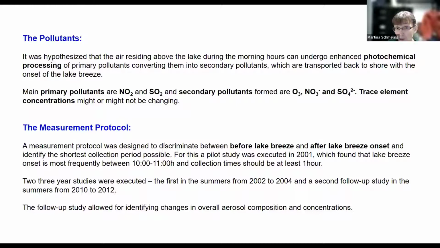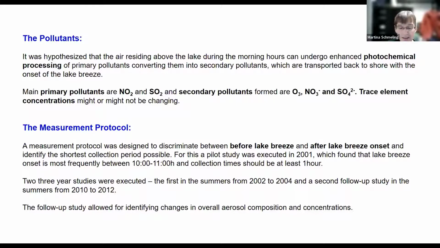And collection times should be at least 1 hour. We did measure initially with 2 different time settings, time increments, one for TXRF, for elements, and one for ions. But in order to compare the data, we summarized the segments which were for the TXRF or for the elements, and put them all together. We streamlined them, pretty much standardized them, so that we can actually compare them.